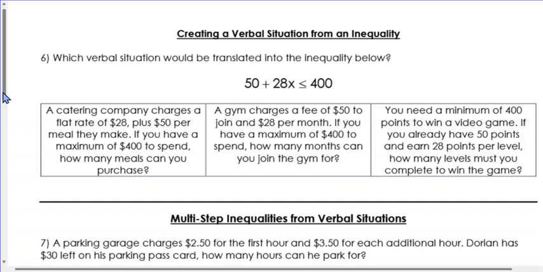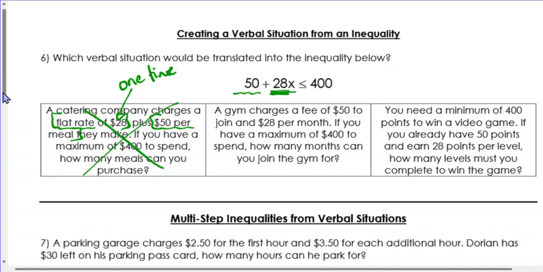So a catering company charges a flat rate of $28. I could keep reading, but I'm done there. I know that that's not the right answer. That phrase, flat rate, means it's one time. But I see in my inequality, 28 is being multiplied by a number. This could be the flat rate. We could start out with 50 and then add 28 per whatever, but we can't have a flat rate of 28 if that's being multiplied by our x. And you can see the next part of that sentence, $50 per meal, that's where the multiplication's happening in that scenario, so that can't be right.